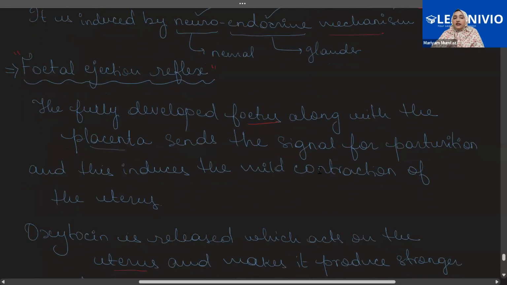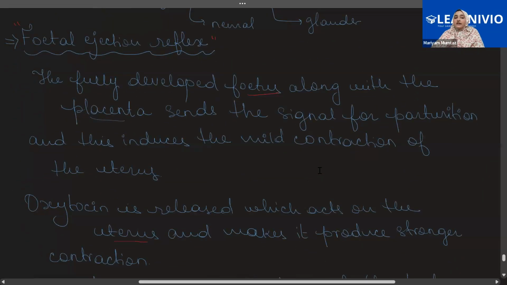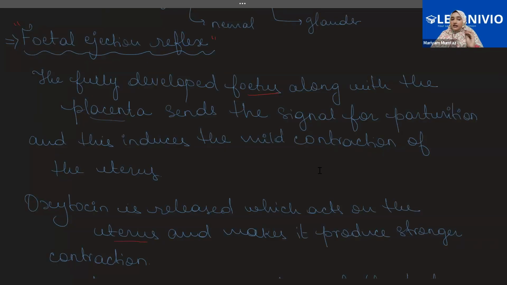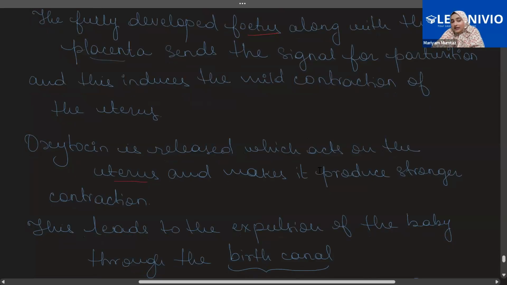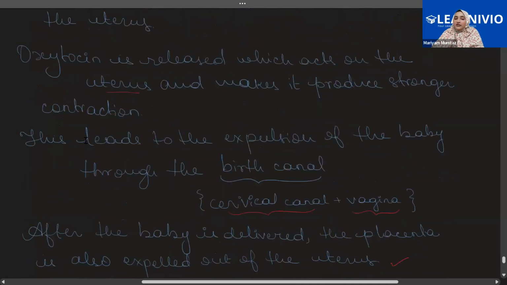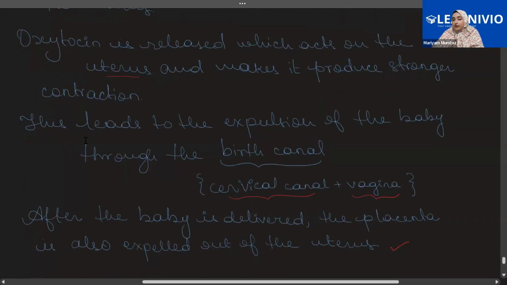Then comes the fetal ejection reflex. Now, once the fetus is fully developed, along with the placenta, a signal is sent for parturition, meaning for childbirth. Because of this signal, the contractions of the uterus start to arise a lot. They become higher and higher. Because of these contractions, a hormone called oxytocin is released, which makes the contractions even stronger, leading to the expulsion of the baby through the birth canal.